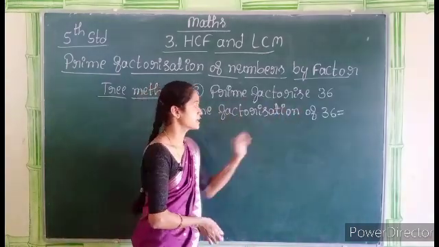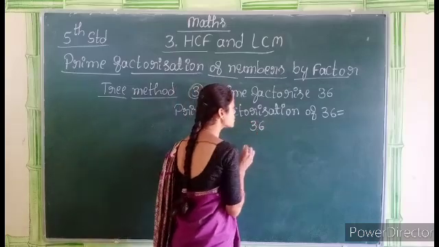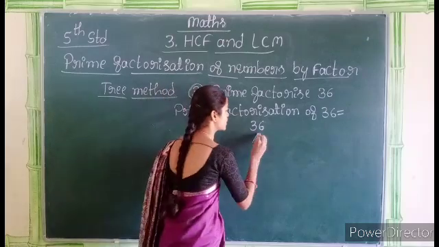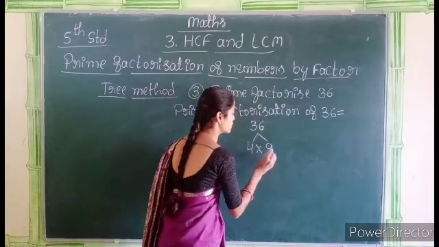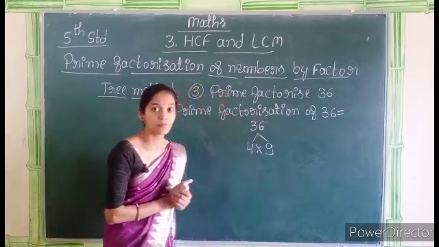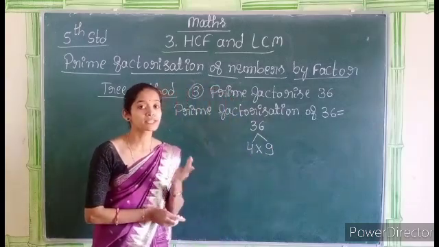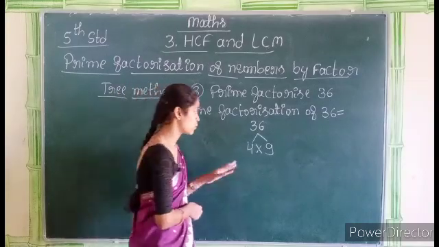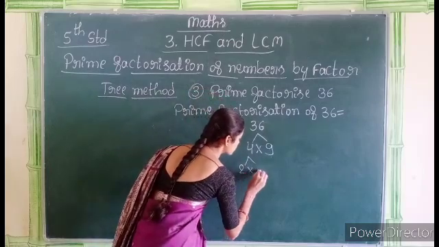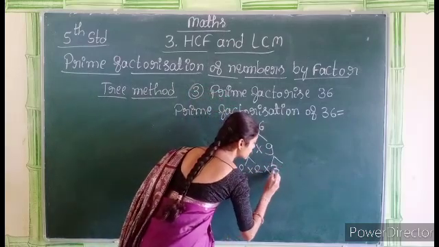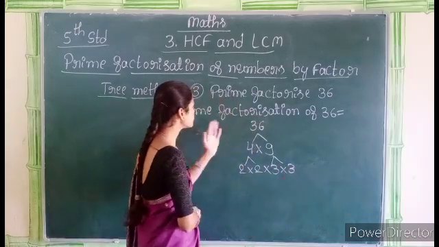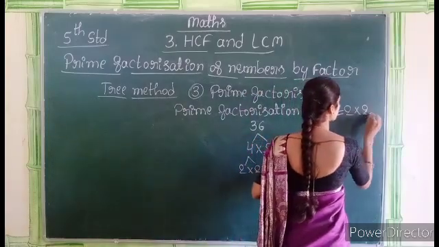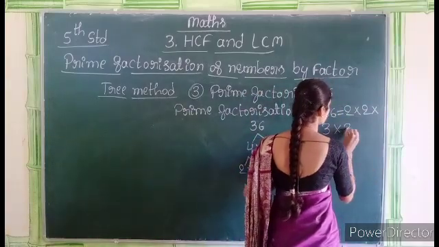Prime factorize 36. First we have to split this 36 as a pair of factors. Okay, that is 4 into 9. 4 and 9 are composite numbers. Every composite number can be expressed as a product of its prime factors. Okay, 4 can be written as 2 into 2, then 9 can be written as 3 into 3. Prime factorization of 36 is 2 into 2 into 3 into 3.